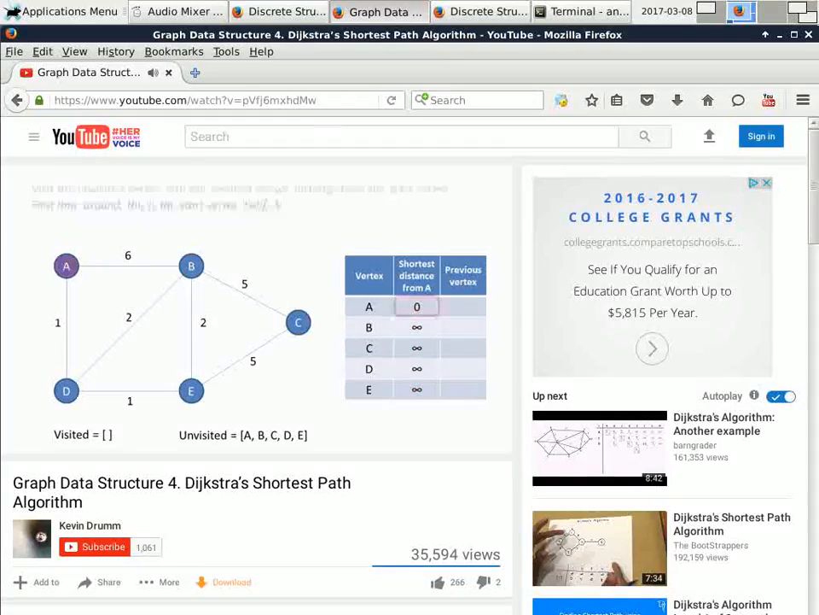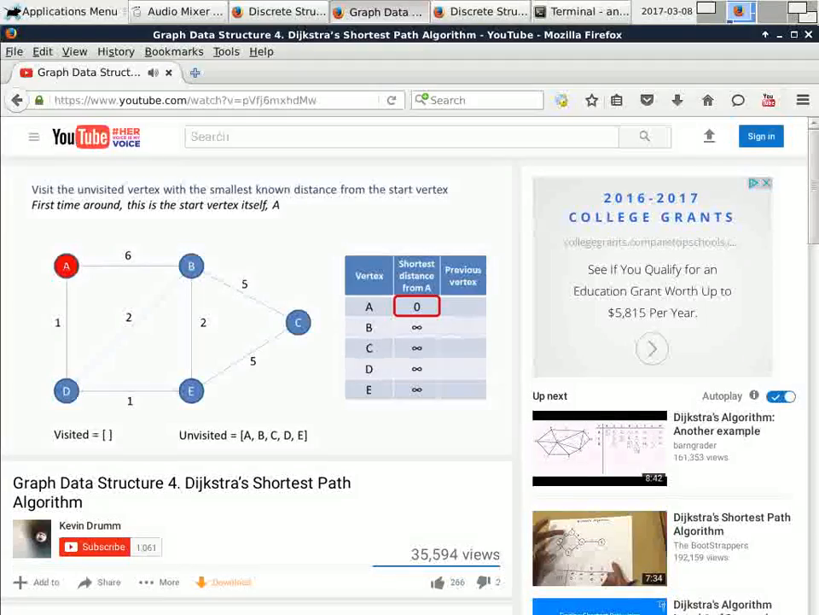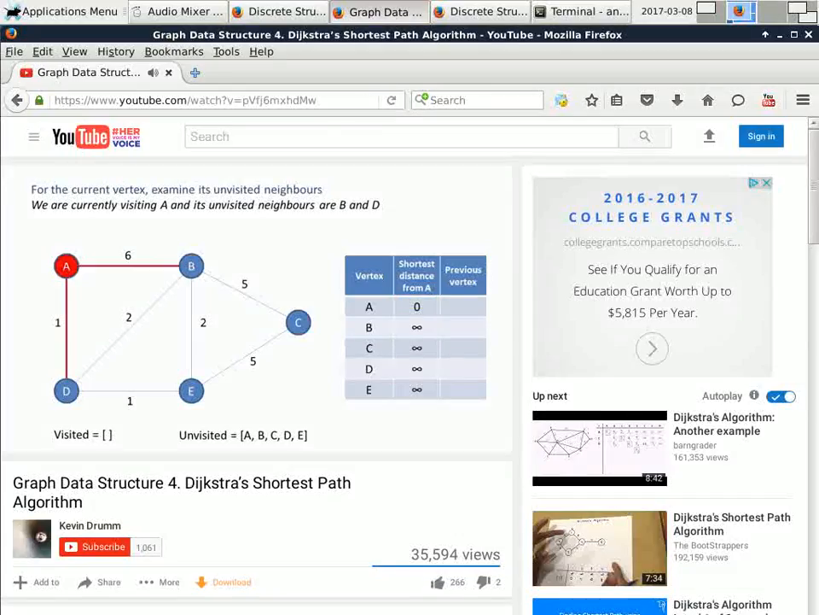Now the algorithm begins good and proper. We'll start by visiting the unvisited vertex with the smallest known distance from the start vertex. First time around, this is the start vertex itself. It's A. For the current vertex, we then examine its unvisited neighbours. We're currently visiting A, and its unvisited neighbours are B and D. These are the vertices that A shares edges with.